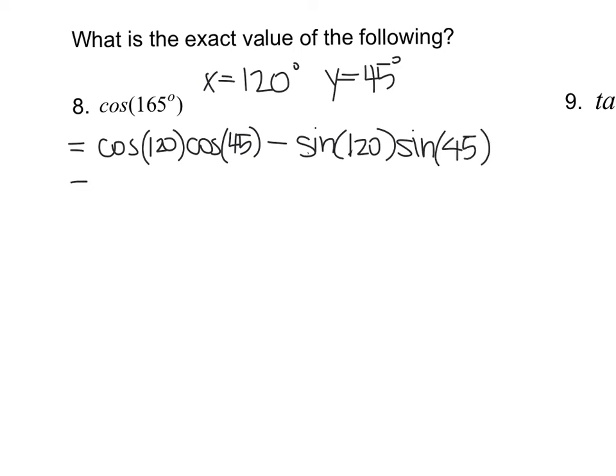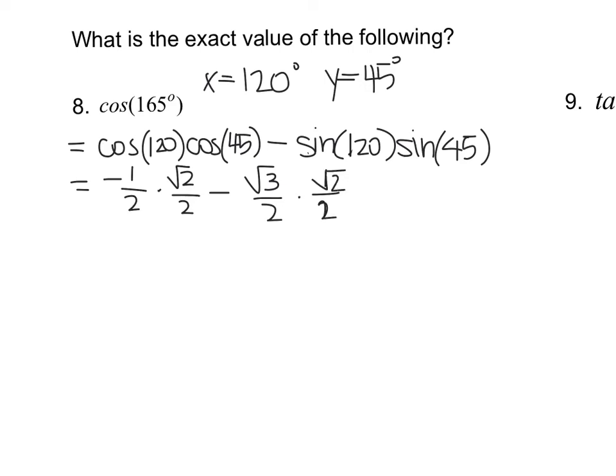So now we're going to use the unit circle. Cosine of 120 degrees. So remember, from the point on the unit circle, cosine is always the x value. So we get negative 1/2 times radical 2 over 2, minus sine of 120, which is always the y coordinate of your point. So radical 3 over 2 times sine of 45, which is radical 2 over 2.